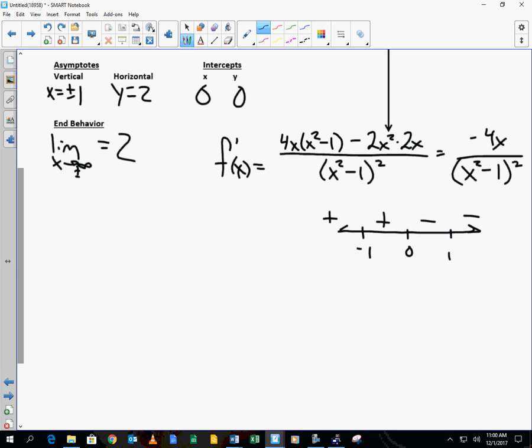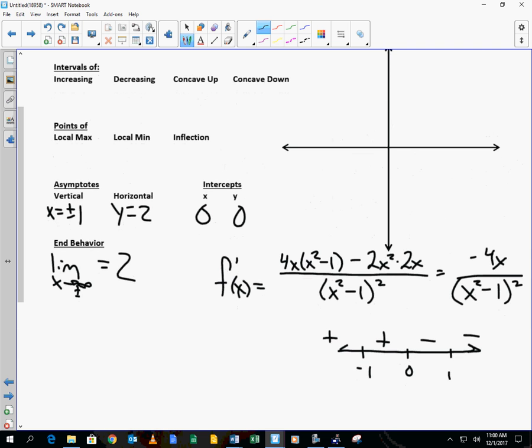Good? Okay. So, what does that tell me? What have I learned? What information have I gleaned? What can I answer? Okay, where is the local max? At 0. I plug 0 back in and you get 0. That was super easy. Original. There is no local min.